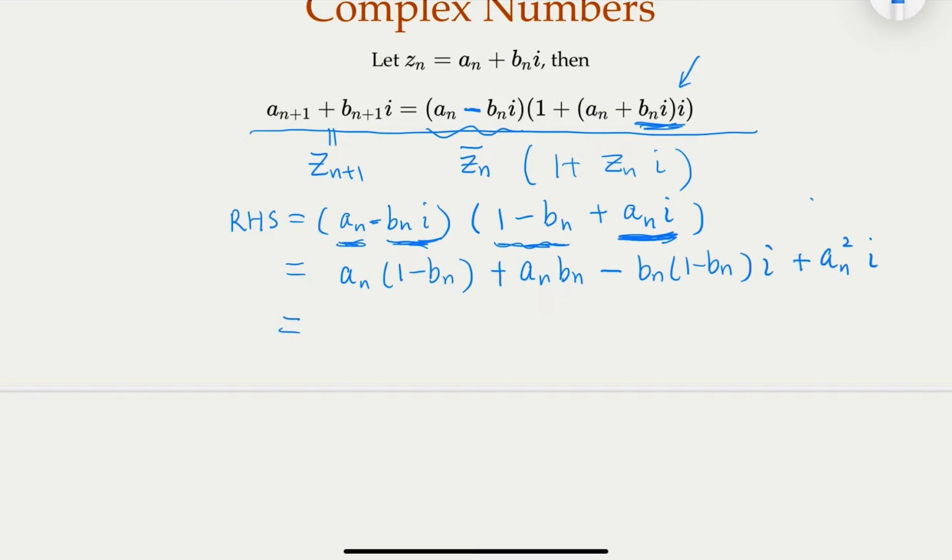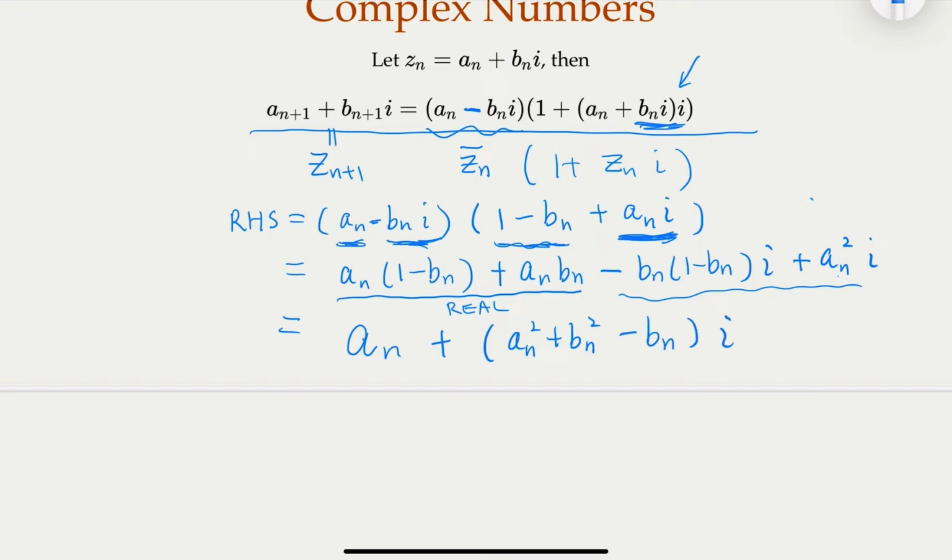Now for the real part, you can use algebra to expand it out: an minus an bn plus an bn, they cancel each other, so what you get is an. And for the imaginary part, you have an squared, and you can expand it out: minus bn plus bn squared. So you have an squared plus bn squared minus bn, times i. All right, so this is the right hand side, and you try to set it equal to the left hand side.